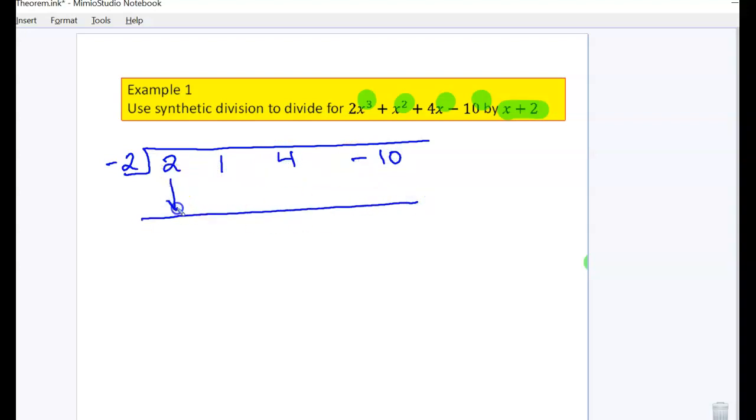Leave a line, drop this guy straight down. Negative 2 times 2 is 4. 1 and 4 is 5. Negative 2 times 5 is going to give me negative 10. 4 and negative 10 is negative 6. Negative 2 times negative 6 is 12. And my remainder is 2.